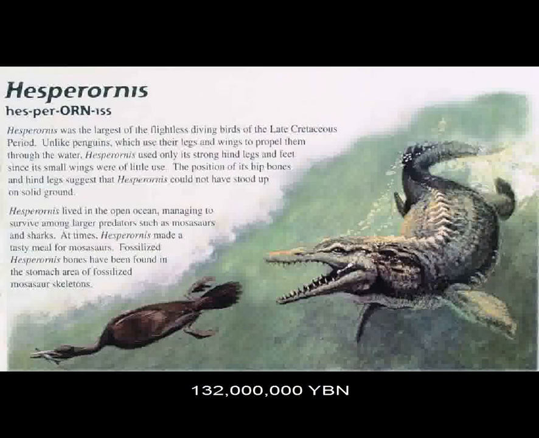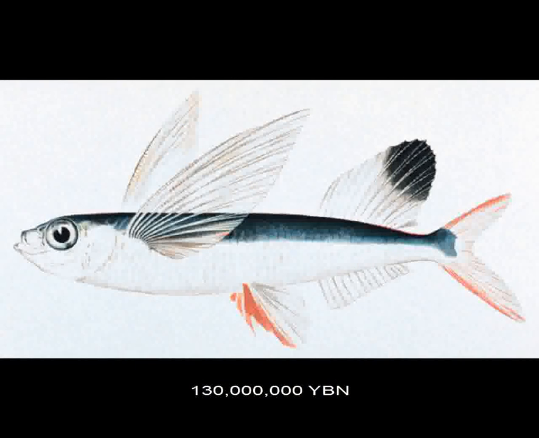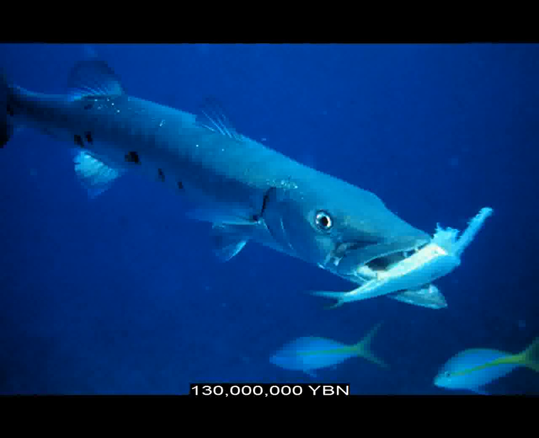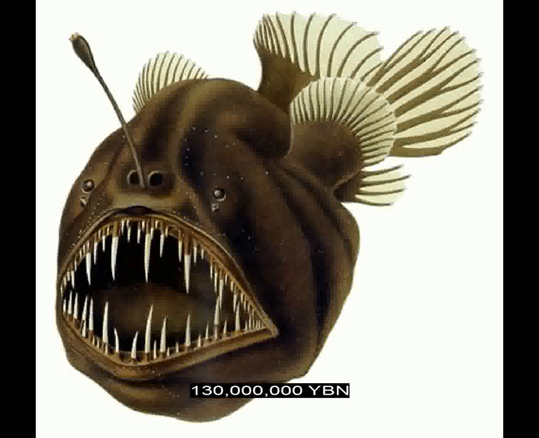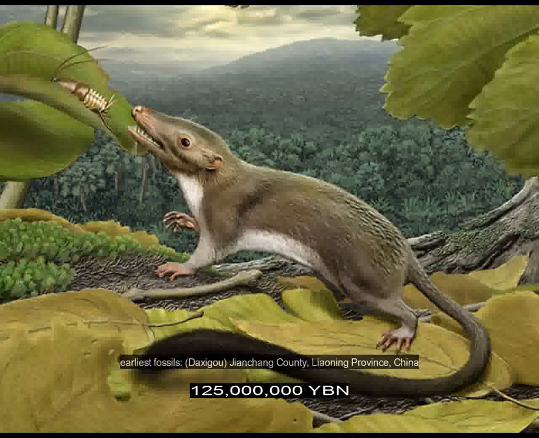The birds Hesperornithiformes evolve. The teleosts perch, seahorses, flying fish, pufferfish, and barracuda evolve. The teleosts cod and anglerfish evolve. The mammals Eutheria evolve, placental mammals. The Eutheria are mammals that have a placenta.